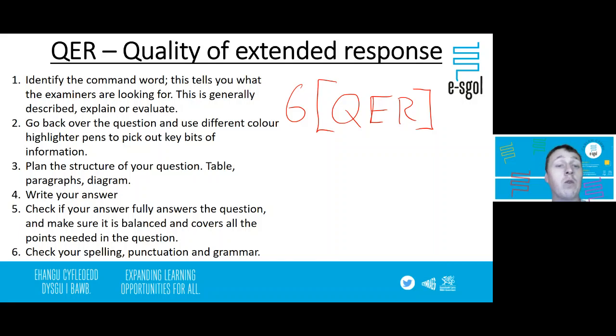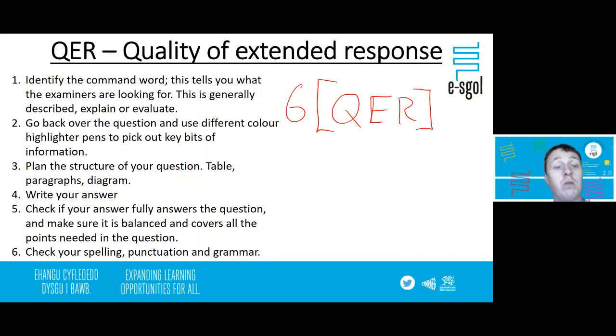So QER, quality of extended response, what you first want to do is look for command words. So describe, evaluate, explain, so that you know exactly what you should be targeting first. This tells you what the examiners are likely to be looking for. And typical words can be describe or explain or even evaluate.